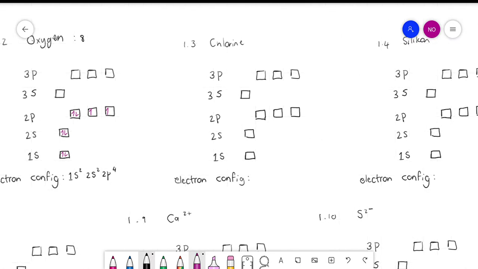Dan vir chloor het hy 17. So we go 1, 2, 3, 4, 5, 6, 7, 8, 9, 10, 11, 12, 13, 14, 15, 16, 17. So sy elektron configurasie gaan so lyk. 1, 2, 3, 4. I'm missing 1, 17. So I need to find this.